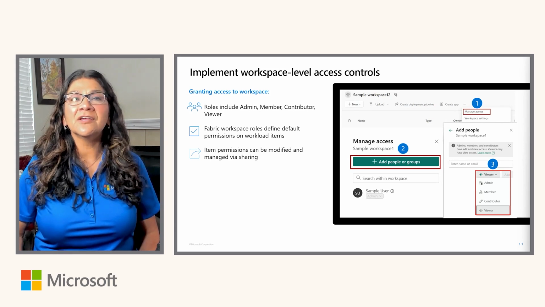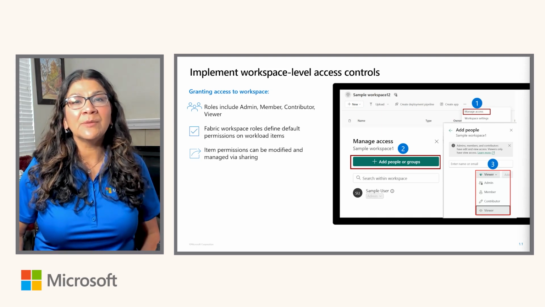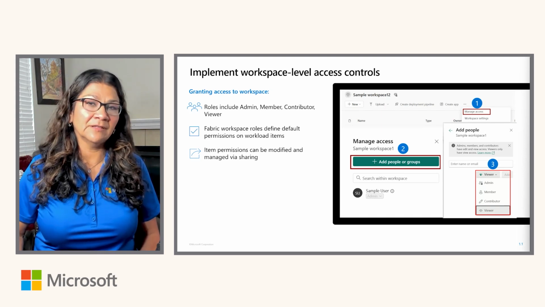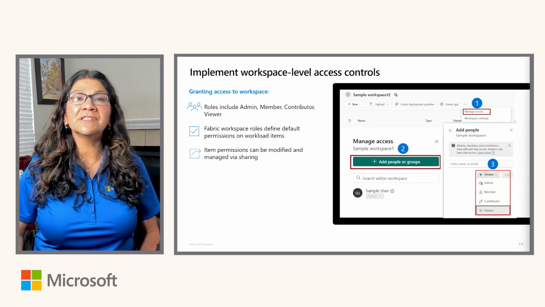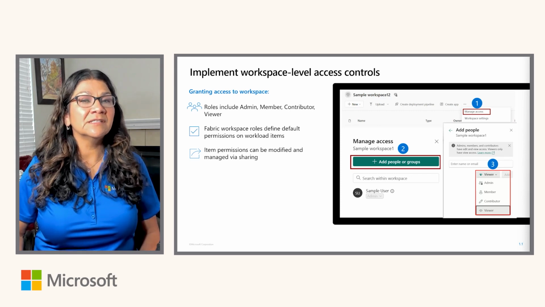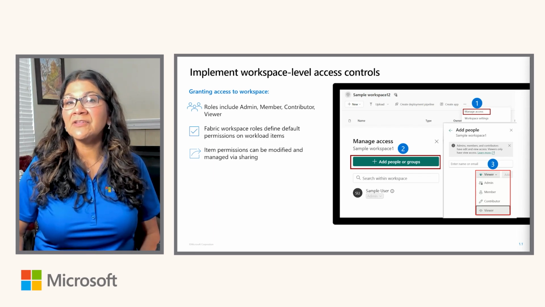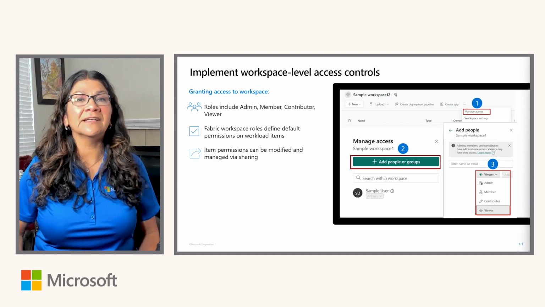To do this, you're going to want to click on Manage Access on the command bar and add people or groups by entering their name or their email. And there's a lot of ways you can add people. You can do this by adding security groups, distribution groups, Microsoft 365 groups, or even individuals. Lastly, select a role and click Add.